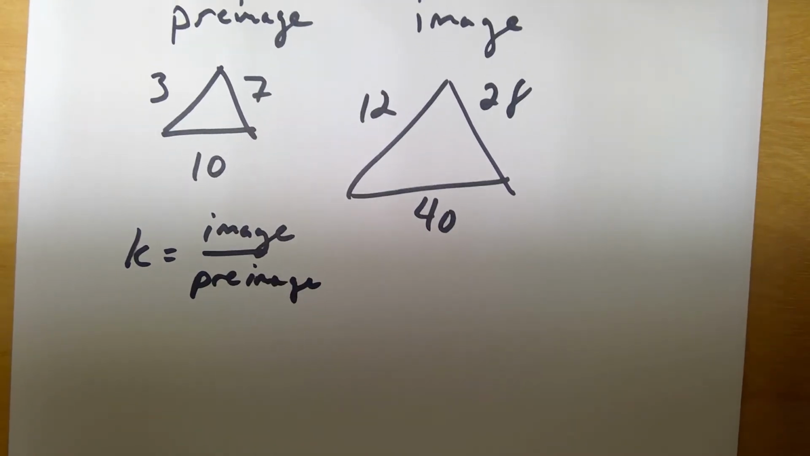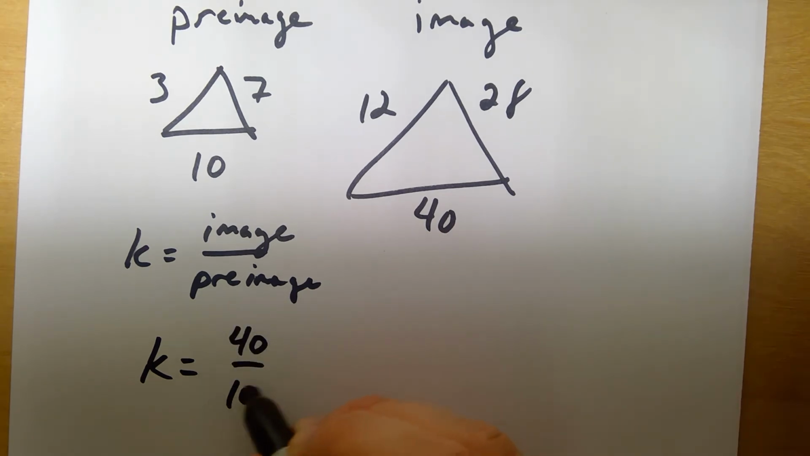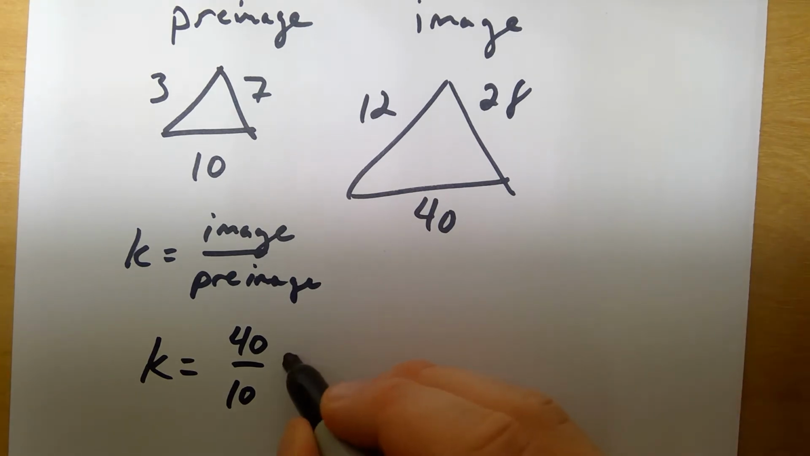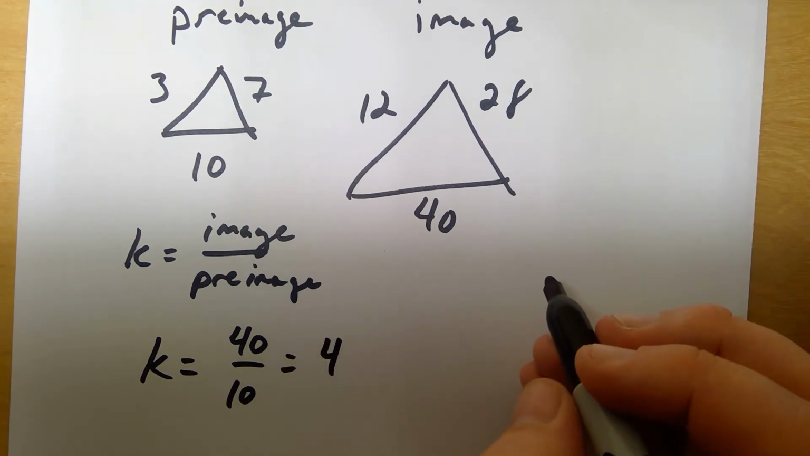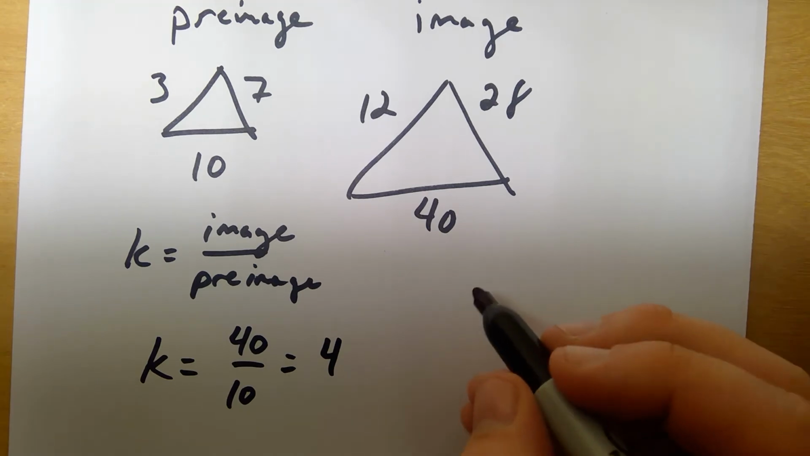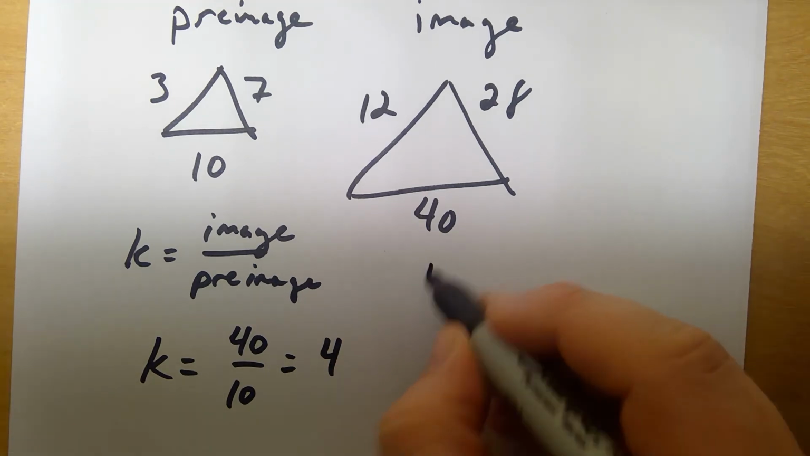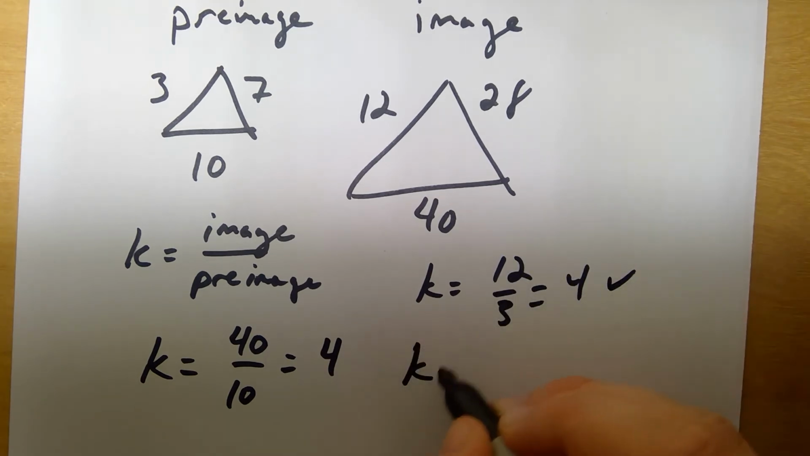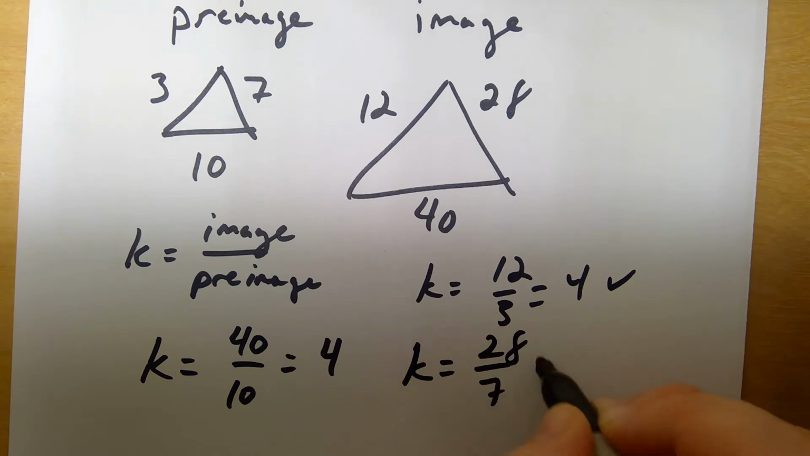Okay, so K equals, we can pick any of these three sides, 40 over 10. They have to correspond to each other. Okay, now that equals 4 for our scale factor. Now we have to make sure that it works for all of ours. So K equals 12 over 3, that's 4, and K equals 28 over 7, that's 4. Okay, so we're good to go. We know the scale factor for these two triangles is going to be 4.